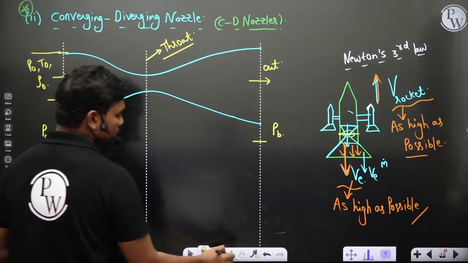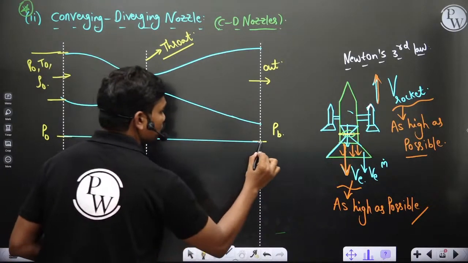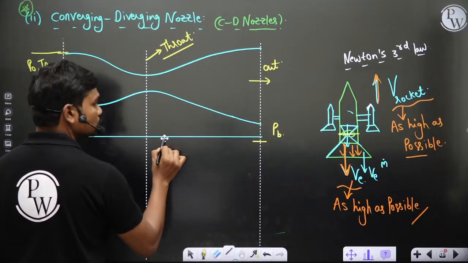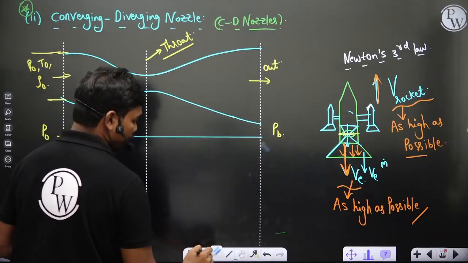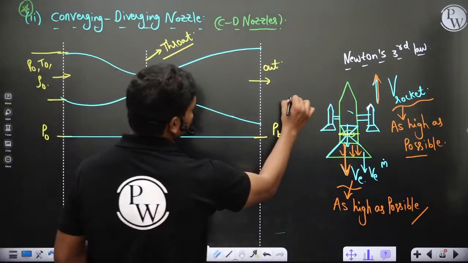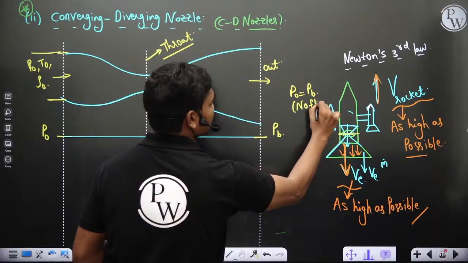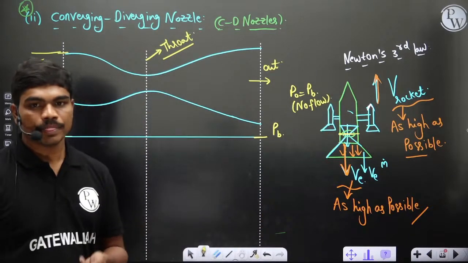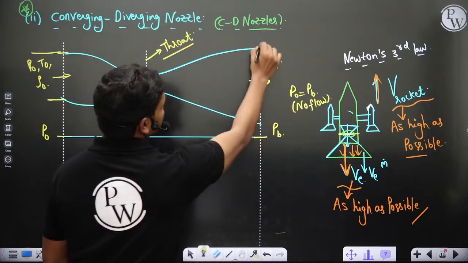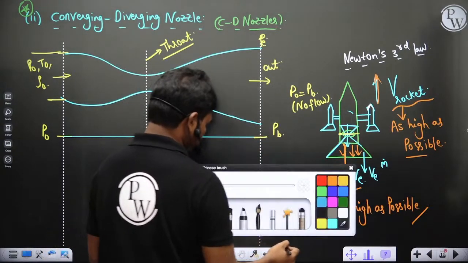So PB like this. Clearly, if these two are the same, then definitely there is no flow. So P0 is equal to PB, then definitely no flow, as in the previous case. But something happens here: the exit pressure is PE of course, and here you have the PB.